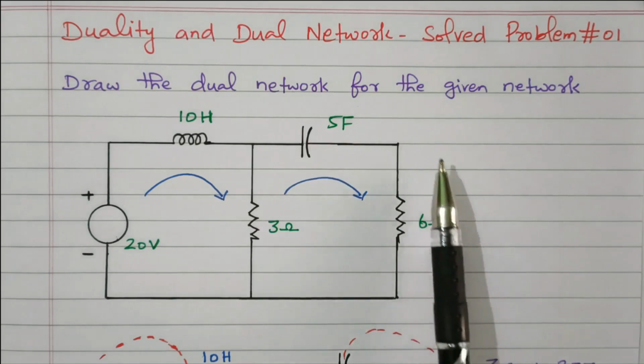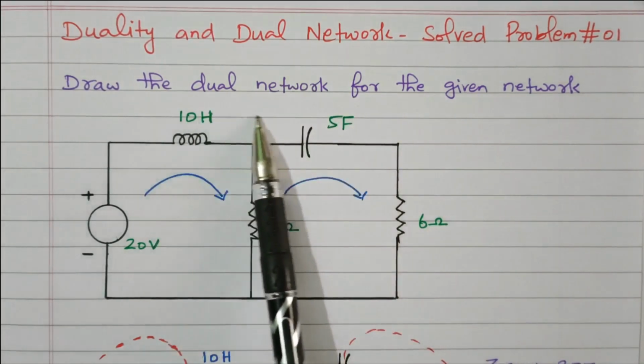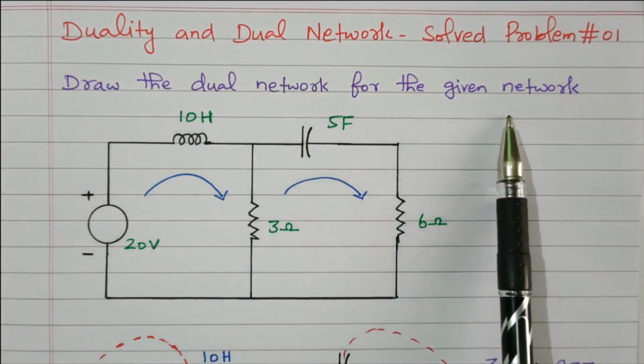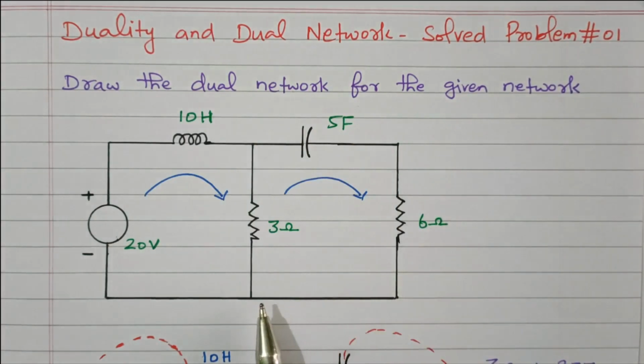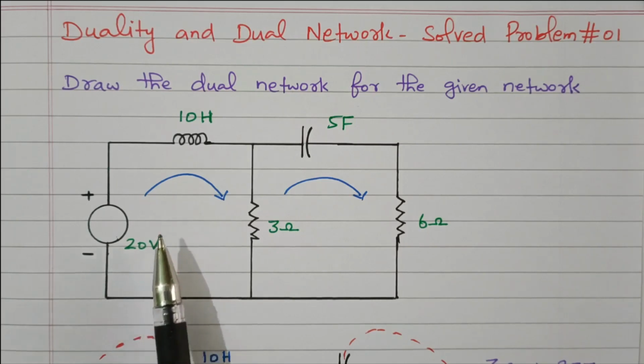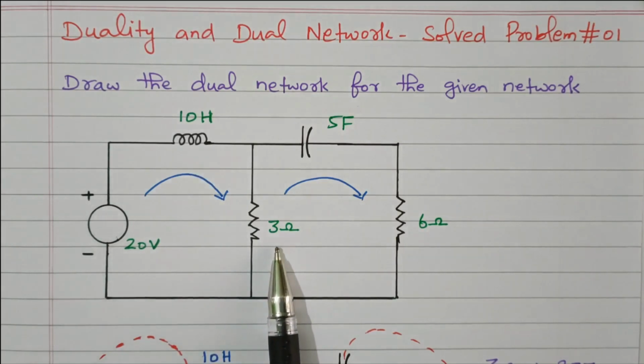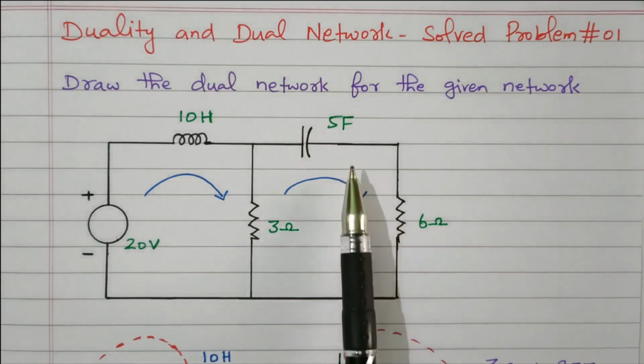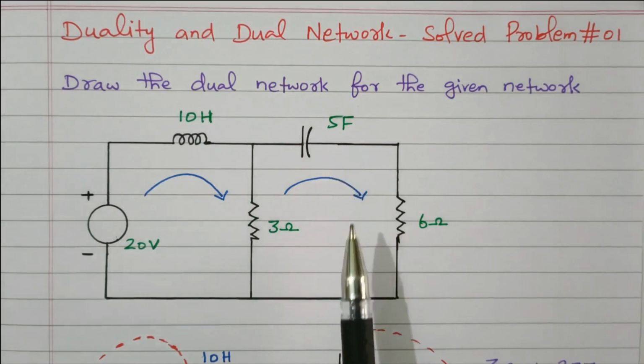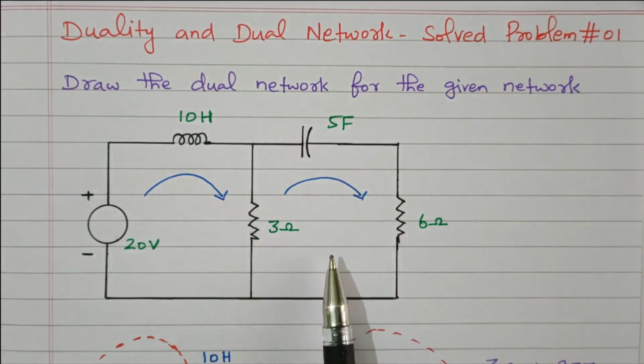Now we'll go to the topic. Draw the dual network for the given network shown below. So this is the network given. For that we need to draw the dual network. A 20 volt voltage source is available, an inductor of 10 Henry, resistors of 3 ohm and 6 ohm, and one capacitor of 5 farad. For that we need to draw the dual circuit.